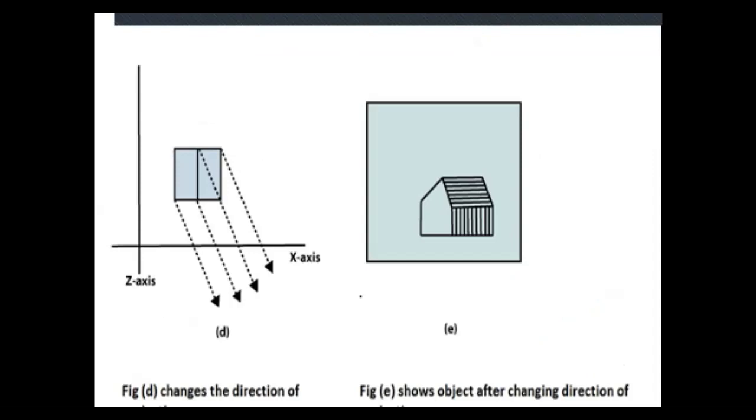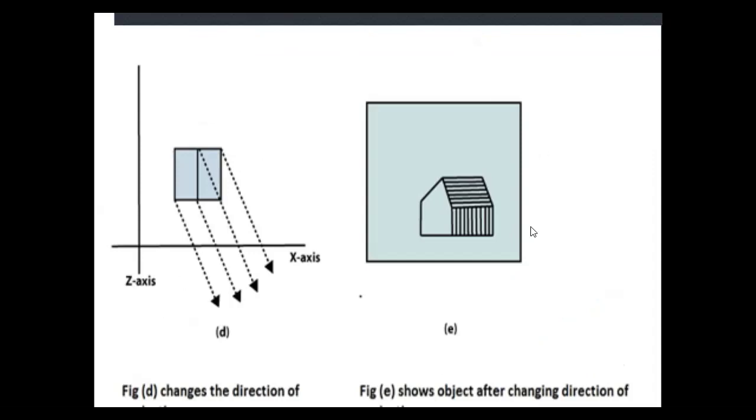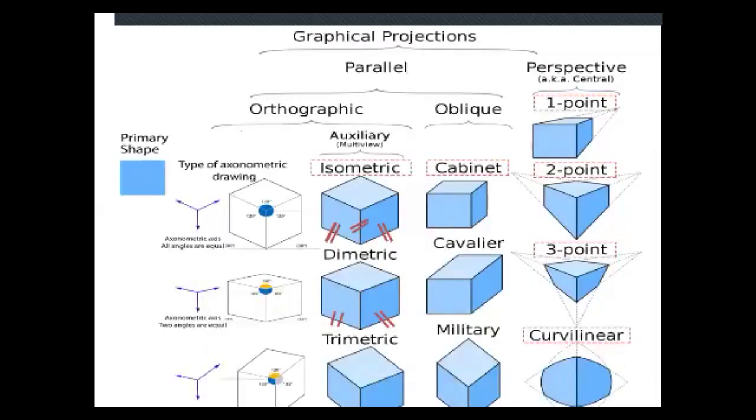If we change the direction of projection and draw it on a 2D plane, then the object shows like this. So in isometric projection, all three angles are equal. In dimetric, the angles of two principal axes are equal, but in trimetric, all three angles are different.